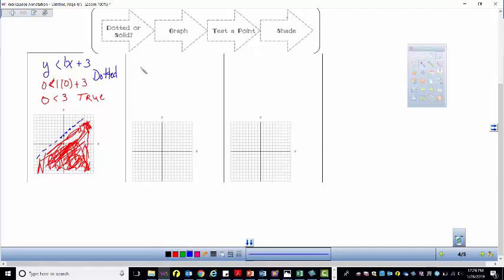Okay, so let's try another one. Let's try y is greater than or equal to negative 1/2 x minus 4. The first thing we have to ask ourselves is, is it dotted or solid? Well, it's greater than or equal to. Because it has equal to, it's going to be a solid line.